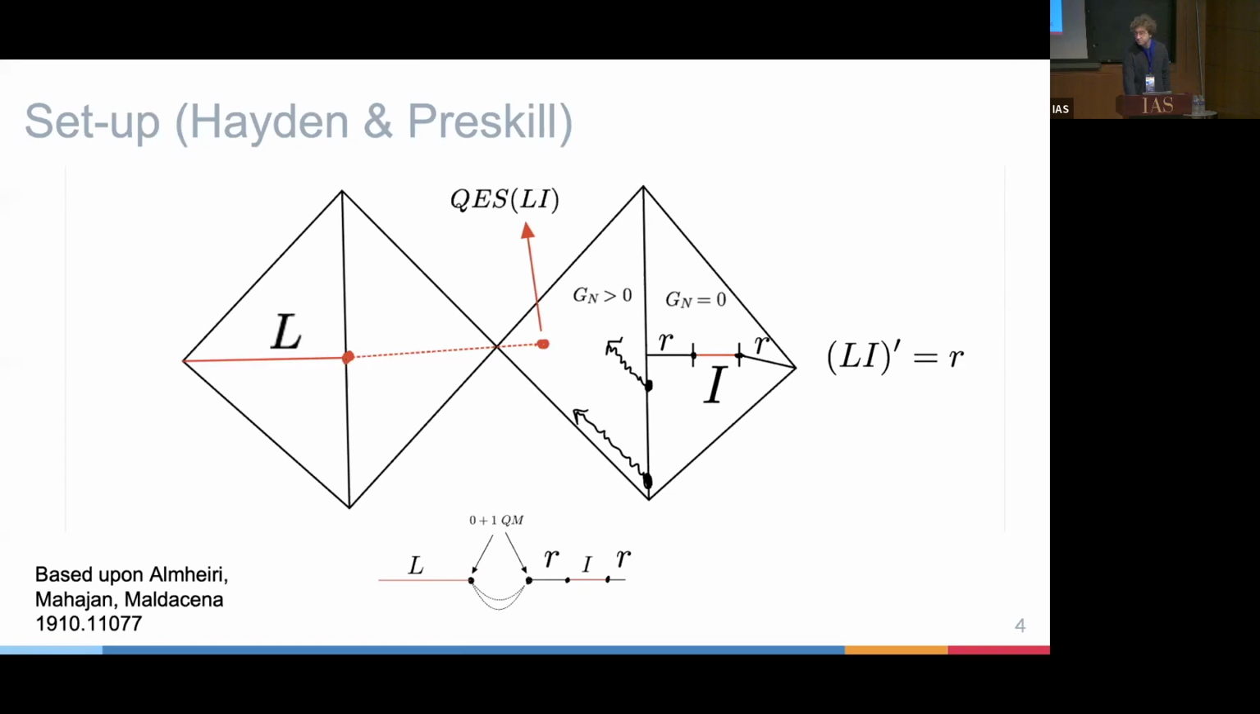Does little I also include the right system, the right SYK? Little I does not include the right SYK. Little r includes the right SYK.